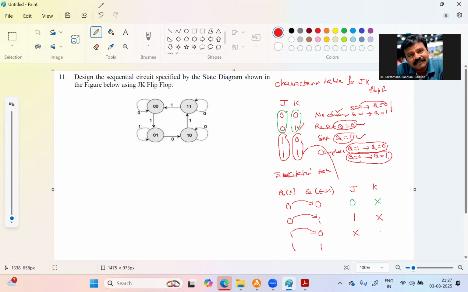So X 1. Then 1 to 1. That is here, this is 1, then 1 to 1, no change, as well as this set, right? So here K should be 0, J can be anything. So X 0, X 0. So this is the excitation table. The top one is the characteristic table. This is the excitation table, right?